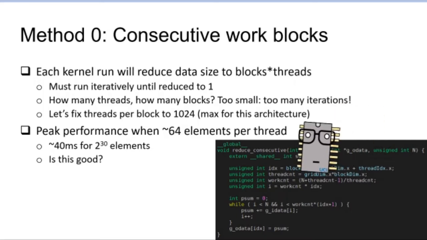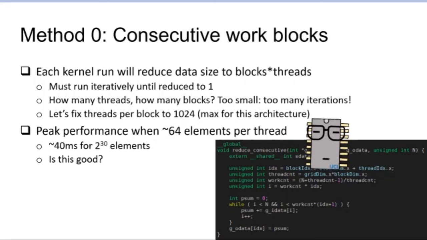Without going into too much detail about the scanning of the design space, when we were trying to implement this consecutive work block method, the peak performance of this algorithm was achieved when we spawned enough threads so that each thread per kernel invocation reduced 64 elements or so, 32, 128, somewhere in that ballpark range. Discovering this actually required me to continue changing the block count and measuring the performance every time. There was a wide range of things to look at. The performance is actually quite sensitive to this number.